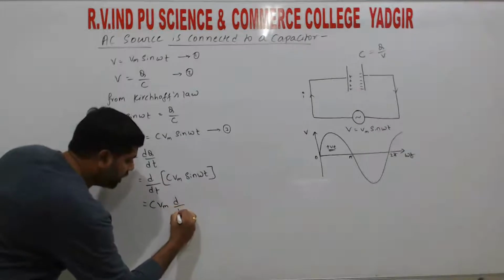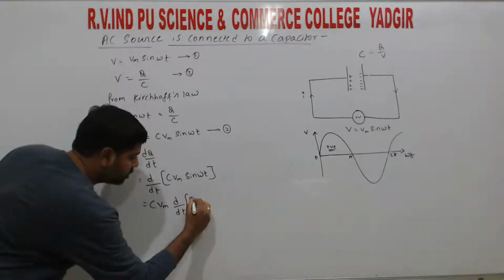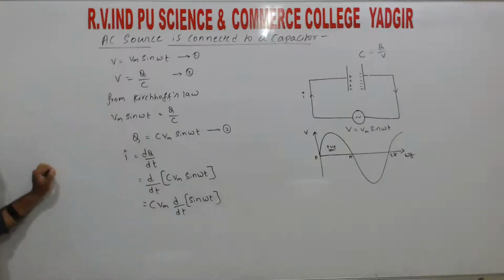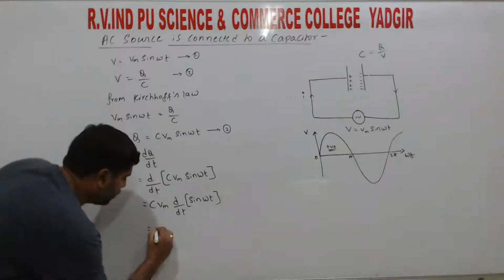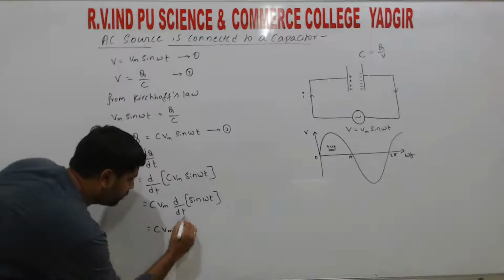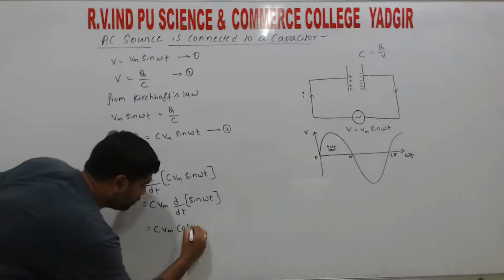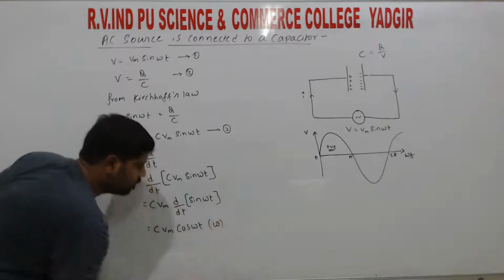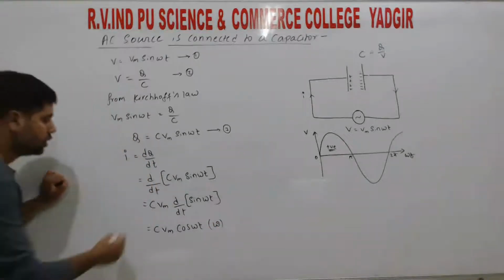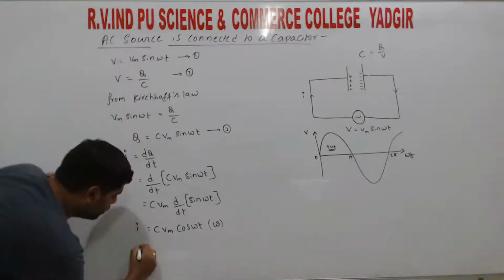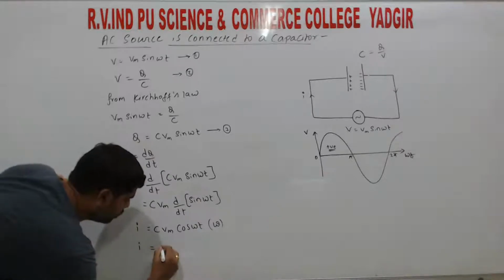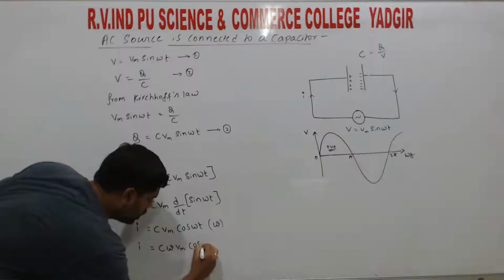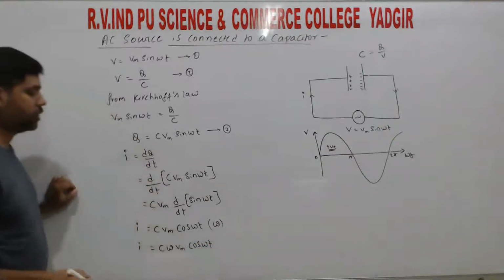Now we differentiate d by dt of sin omega t. If we differentiate this, we get C Vm cos omega t. Again, if we differentiate omega t, we get omega. So we can write I: I is equal to C omega Vm cos omega t.